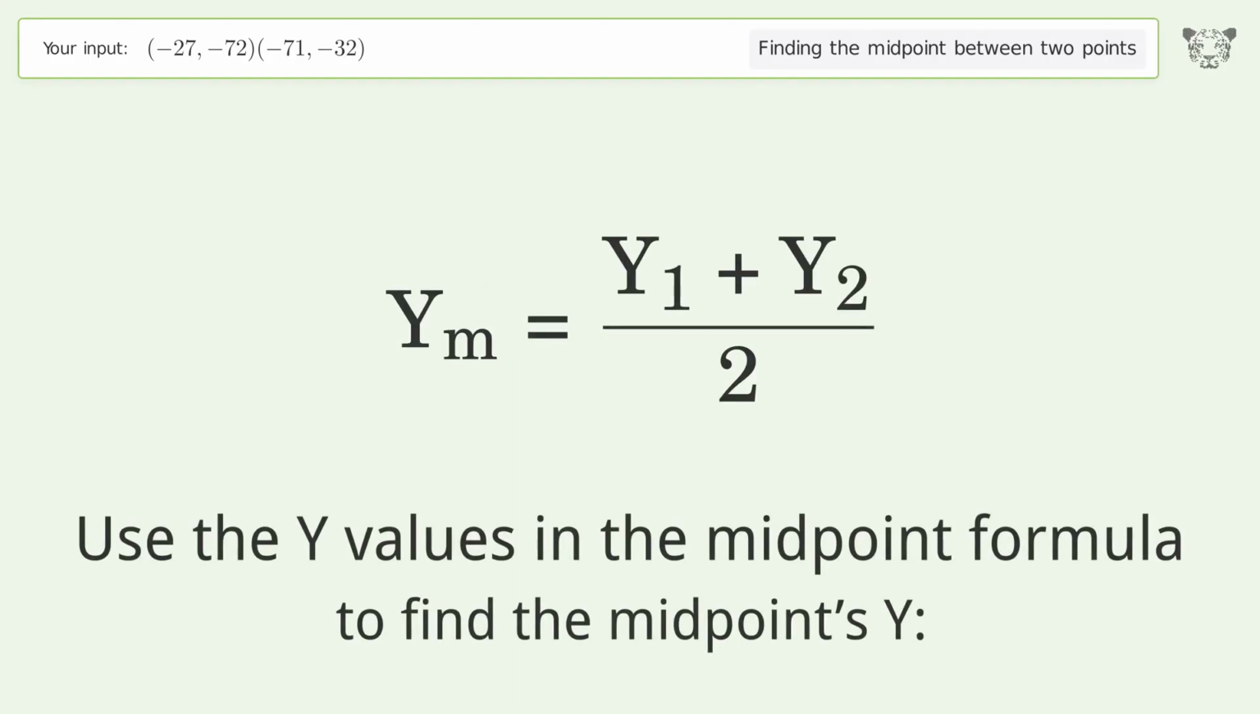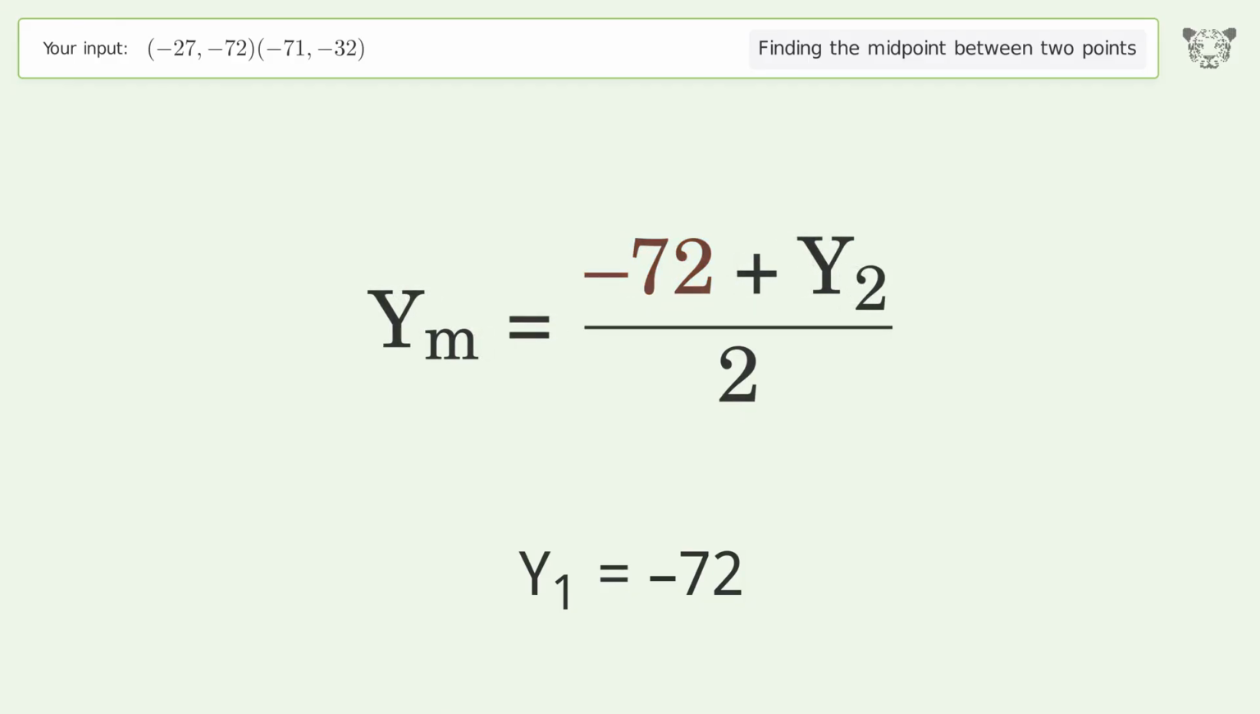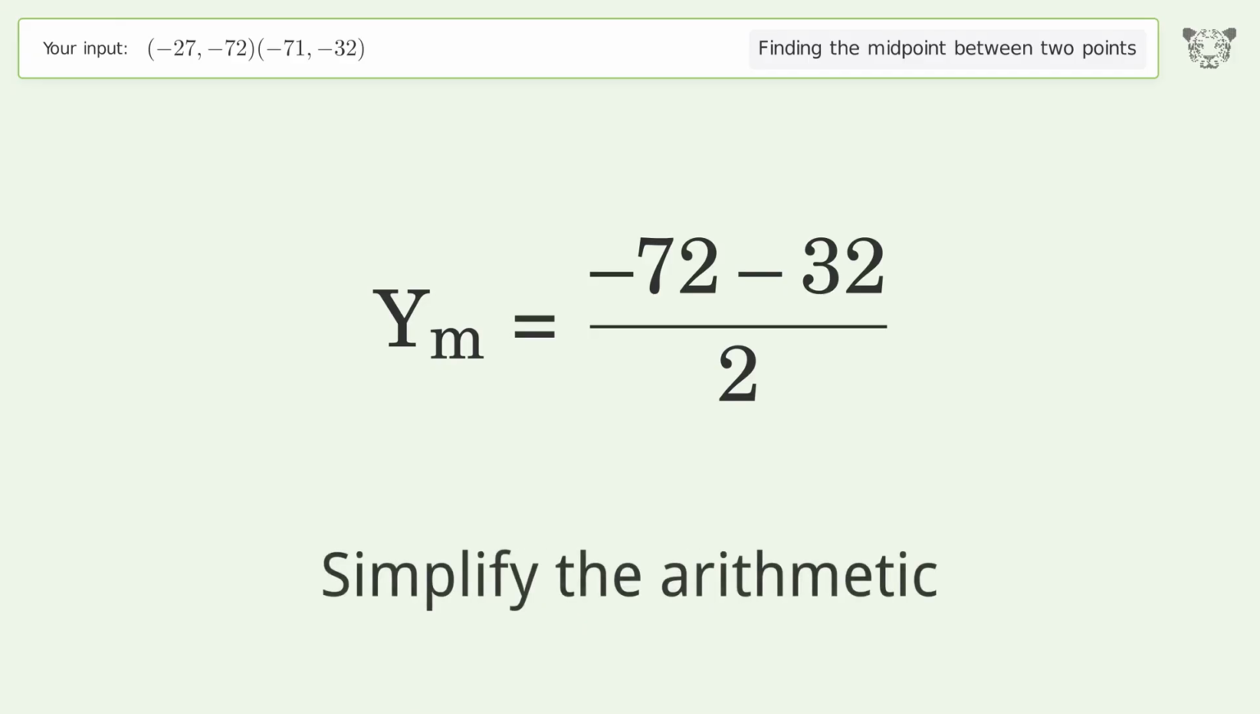Use the y values in the midpoint formula to find the midpoint's y. y1 equals -72. y2 equals -32. Simplify the arithmetic.